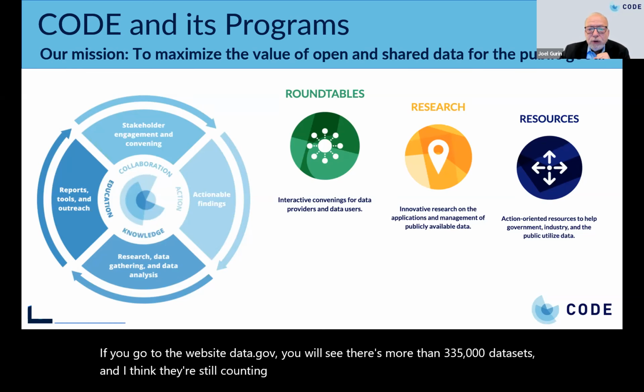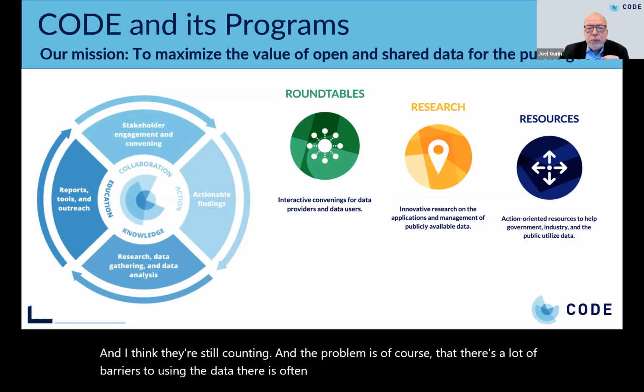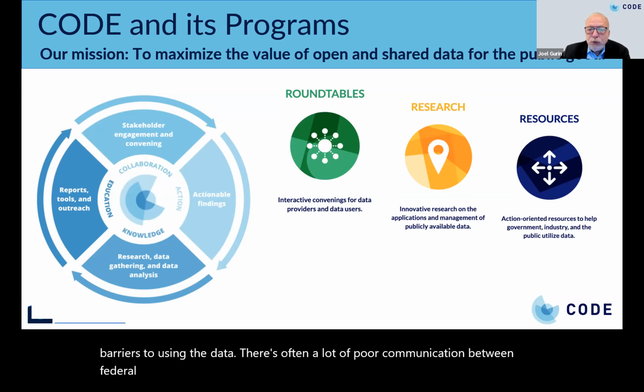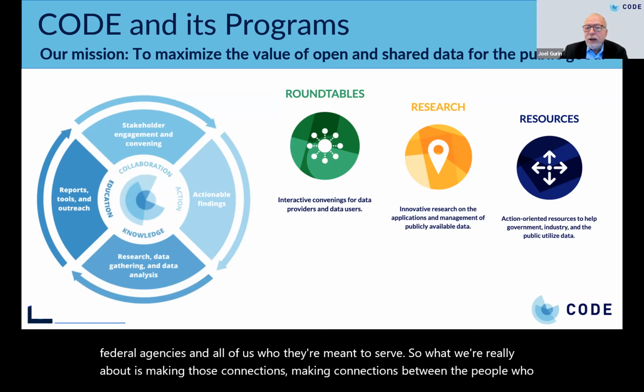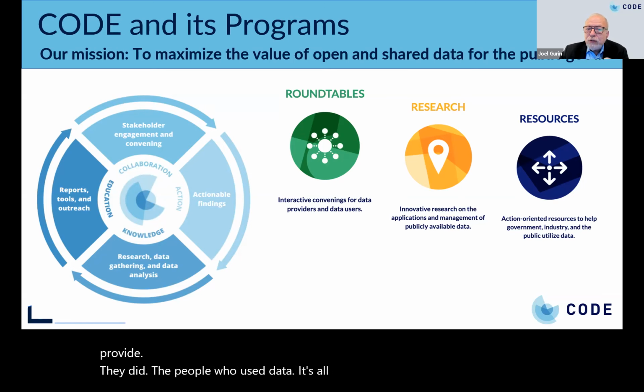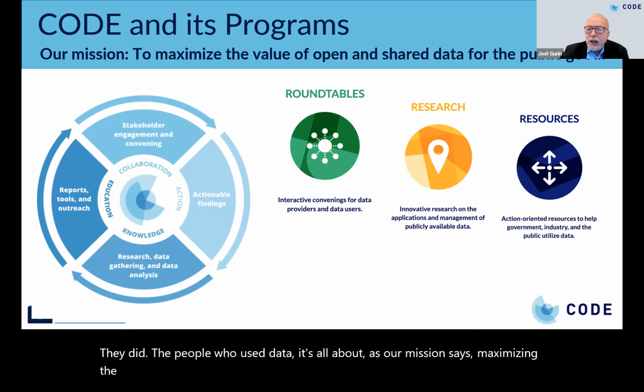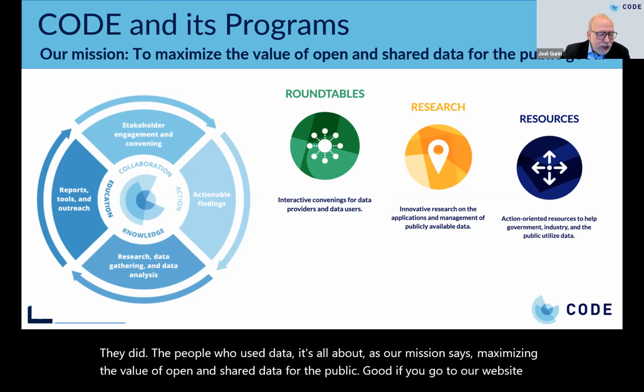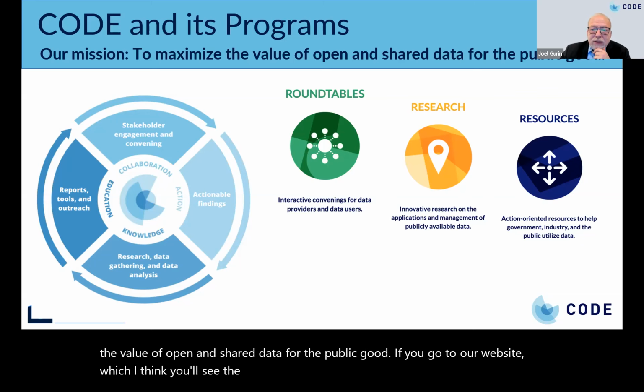The problem, of course, is that there are a lot of barriers to using the data. There's often poor communication between federal agencies and all of us who they're meant to serve. So what we're really about is making connections between the people who provide data and the people who use data. It's all about, as our mission says, maximizing the value of open and shared data for the public good. If you go to our website, which I think you'll see the URL on the next slide, you'll see a lot of our publications and the work we do.